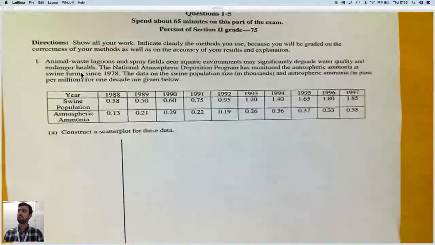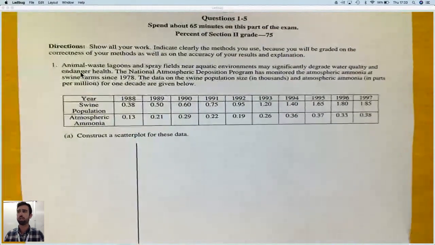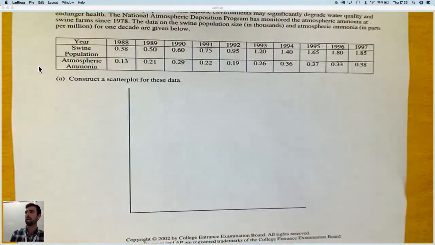So it says animal waste lagoons and spray fields near aquatic environments may significantly degrade water quality and endanger health. The National Atmospheric Deposition Program has monitored the atmospheric ammonia at the swine farms since 1978. The data on the swine population size in thousands and atmospheric ammonia in parts per million for one decade are given below. Construct a scatter plot.